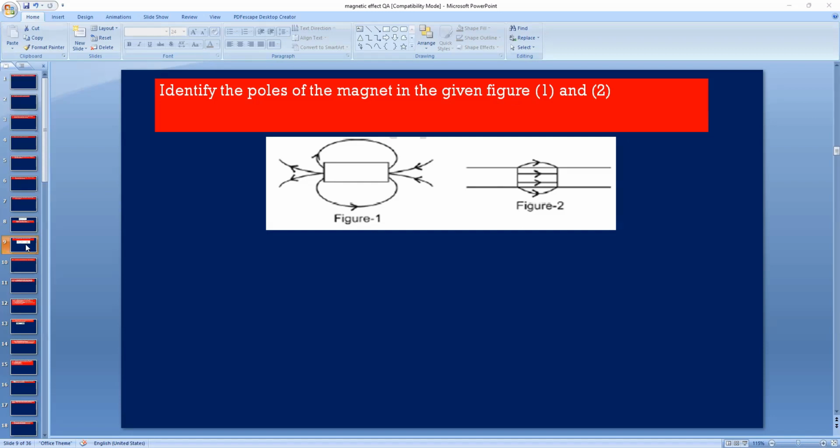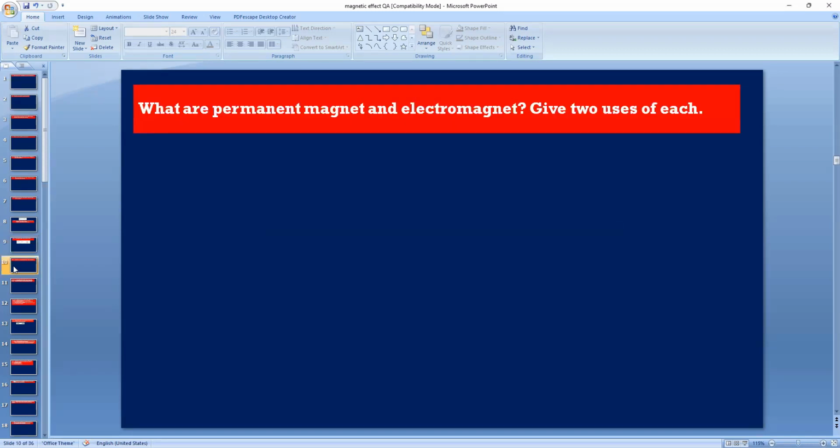Next. What are the permanent magnet and electromagnet? Give two uses of each. Permanent magnet is a magnetic property that has always existed in a permanent magnet.